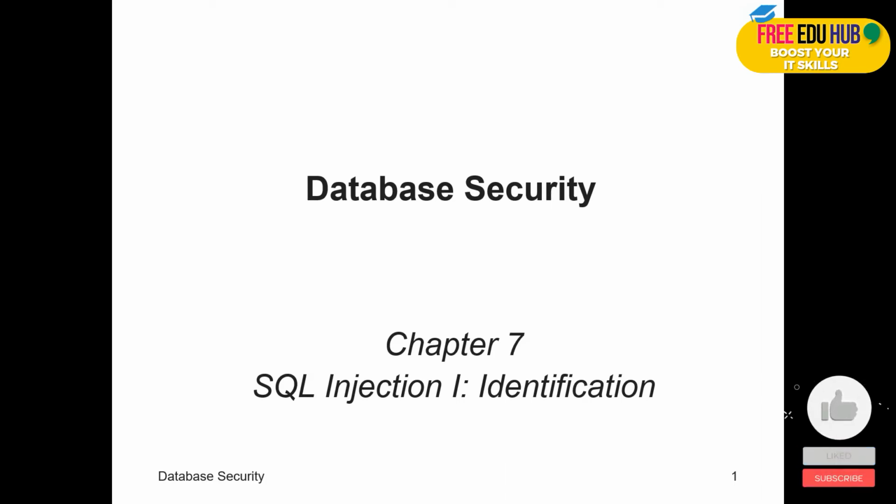CIT 226, Data Integrity and Security. And the book we are covering is Database Security, and chapter number 7 talks about SQL injection. We are just trying to understand the identification of SQL injection.